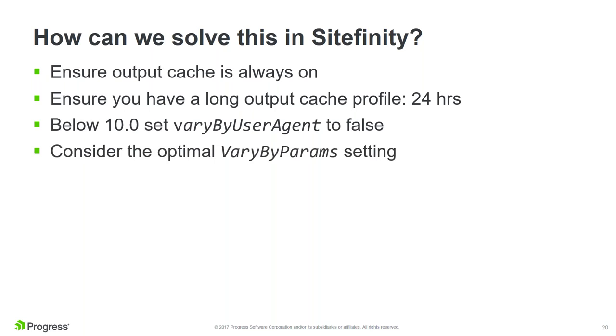Consider the optimal setting for the vary by param setting. Again, this is related to the cache. What happens here is if you have a customer or if you're sending out a lot of newsletters, you'll often use UTM parameters of Google tracking in an email campaign, and when people click on links, they'll actually get a unique UTM parameter for that user. What that can do often is, when Sitefinity gets a new parameter, it'll actually create a new version of the page for that particular parameter.